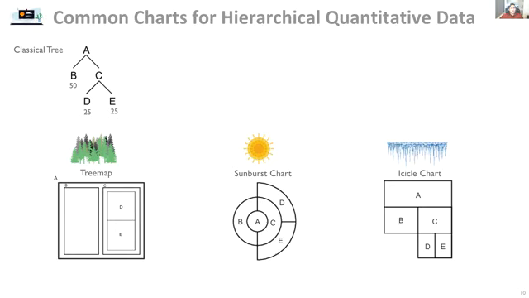Now, let's look at a very simple example with just 3 levels in the hierarchy. Here is the tree diagram or the classical tree of our hierarchical quantitative data. A is the root, B and C are the children, and C has 2 children, D and E. We have assigned quantitative values to each leaf, and for internal nodes such as C, the weight is the sum of the children's weight. So for C it's 50 and for A it is 100.